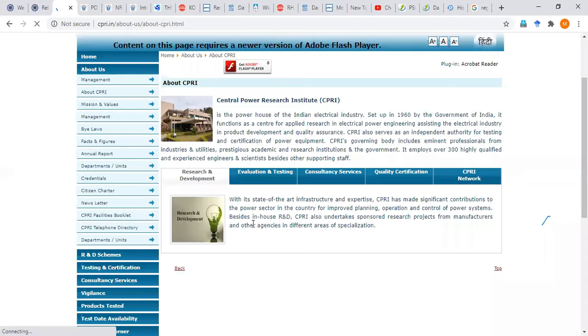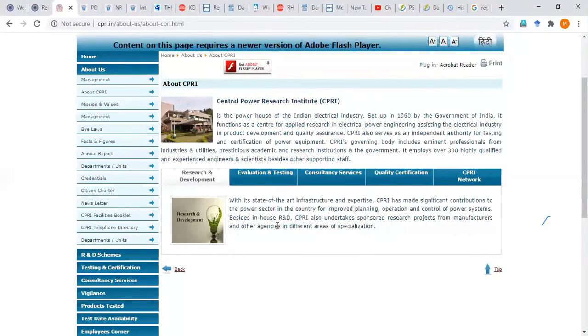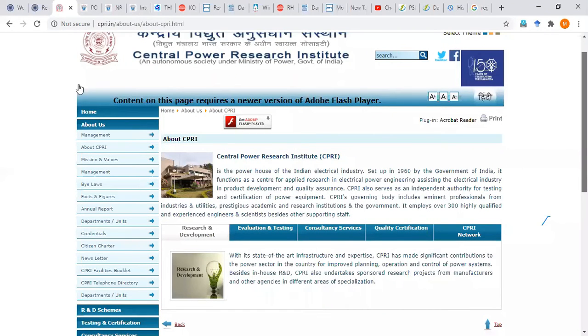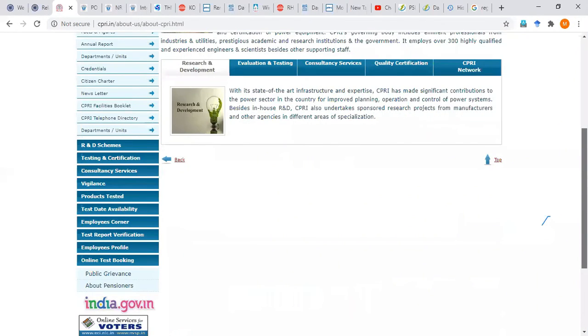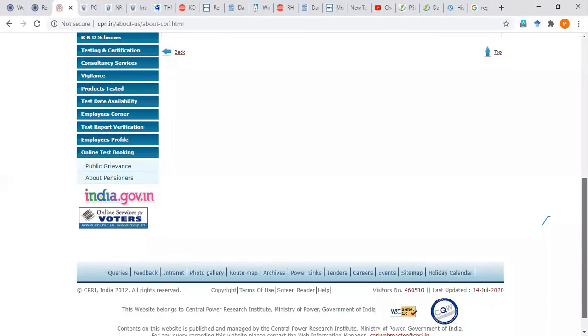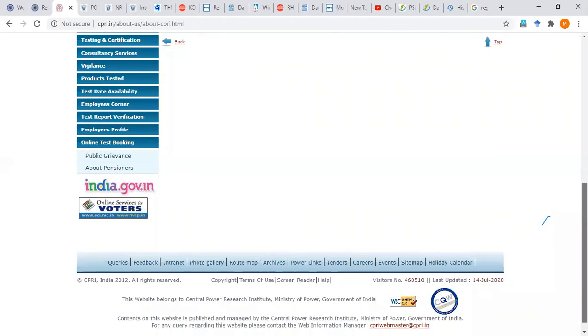The Central Power Research Institute is the powerhouse of the Indian electrical industry. Set up in the 1960s by the government of India, it functions as a center for applied research in electrical power engineering, assisting the electrical industry in product development and quality assurance. I'm not going to go into much detail of the CPRI. Just go through the website whenever you get time to get the information. Maybe on this website also, we will get a link as a useful link.